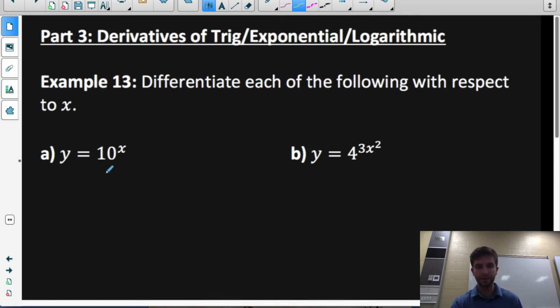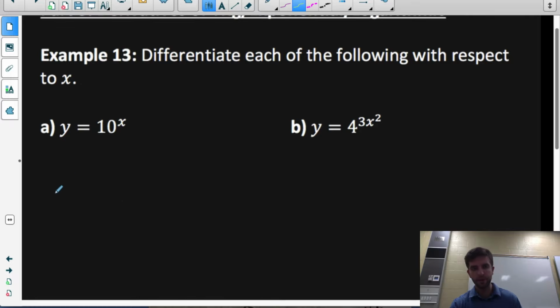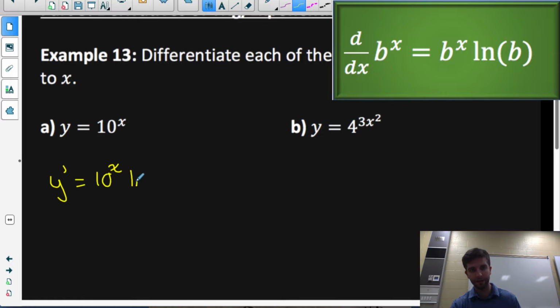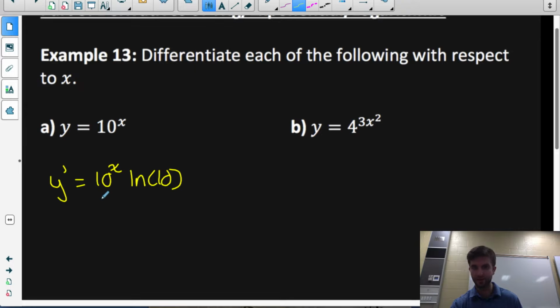So let's just start with finding some derivatives with respect to x for these types of functions, and then after that we'll do a couple applications. So this is an exponential function. The derivative of an exponential function equals, you keep the power exactly as it is and multiply that by ln of its base. So the derivative of 10 to the x equals 10 to the x ln 10.